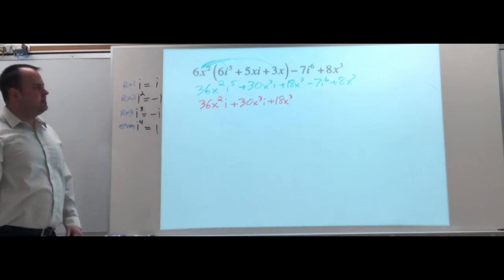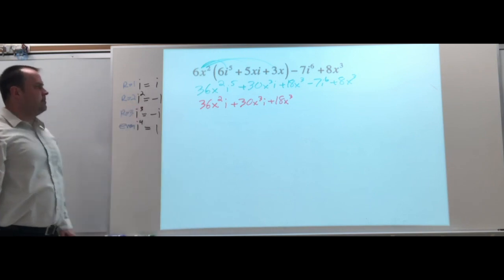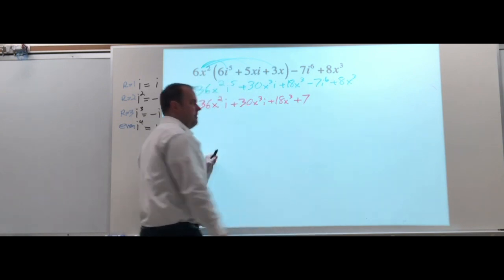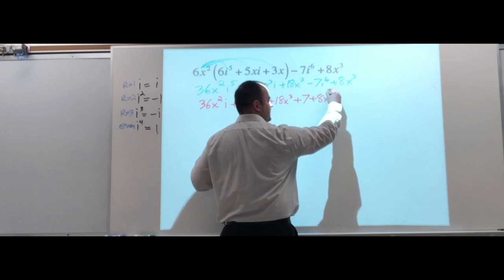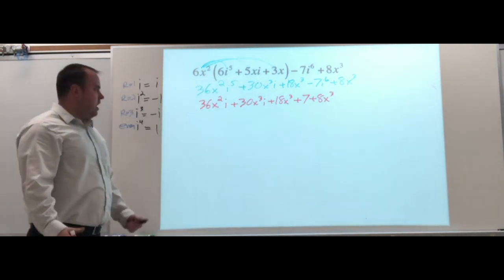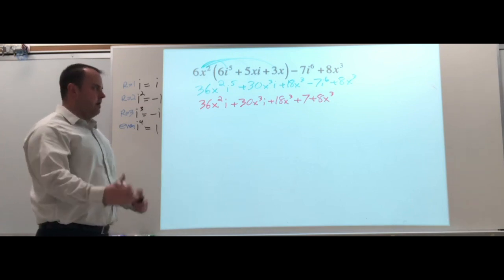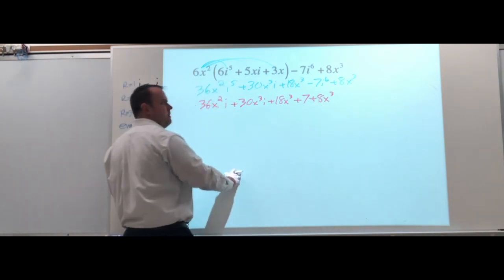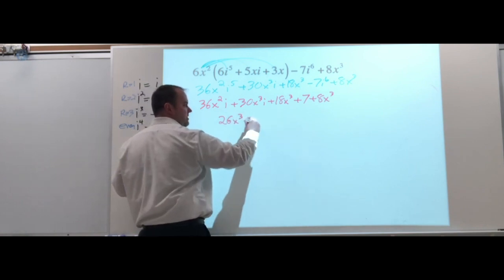The negative 7i to the 6, divide by 4, remainder of 2. So that's simplified to negative 1. So that 7 is going to become a positive 7. And I'm going to bring down the plus 8x cubed. And now I'm going to look at this and just see what I can combine and what like terms are and where they have to be. Real numbers in front, imaginary numbers in back. So 18x cubed, 8x cubed, that's going to give me 26x cubed. I'm going to bring down the 7.